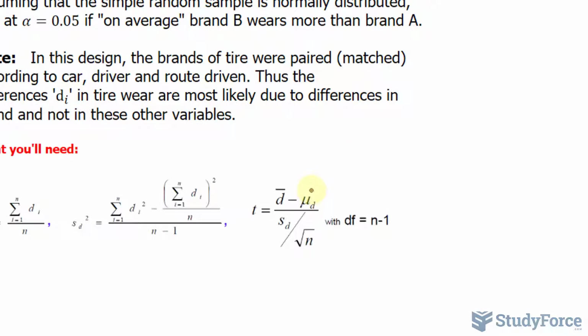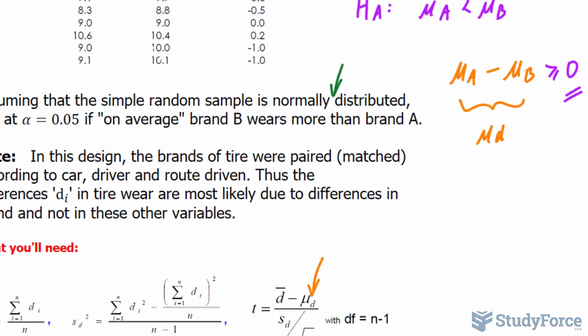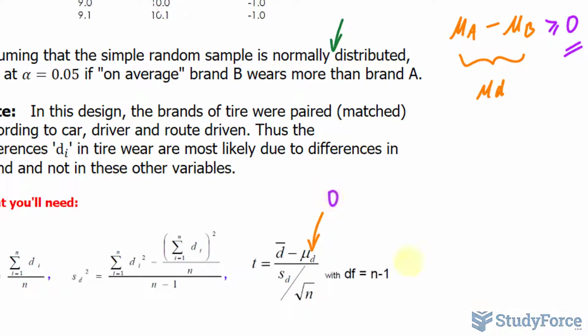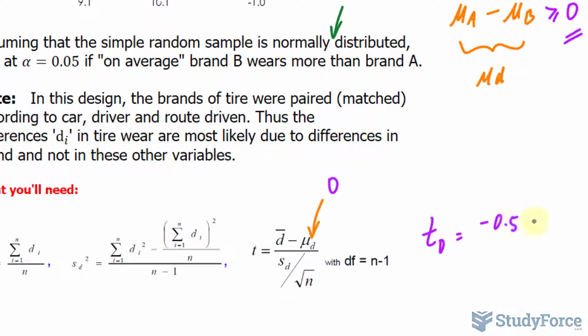Next we have mu d, and that represents the difference in the means. So if we look at our hypothesis, mu A minus mu B represents mu D. And if we relate that to the null hypothesis, that means we can replace this value with 0. We can start to fill this in. T observed is equal to the value we found earlier as negative 0.5 minus 0 over, now we have to find the standard deviation and divide it by the square root of the number of observations.